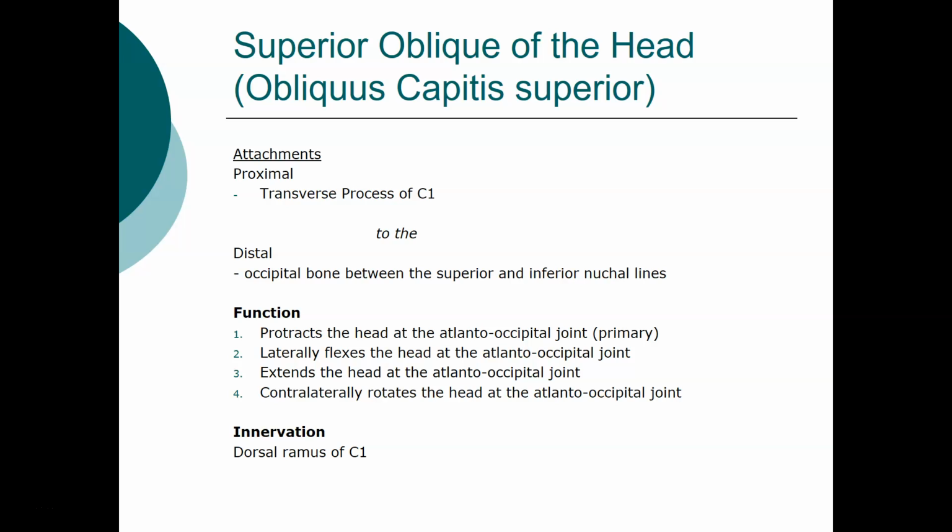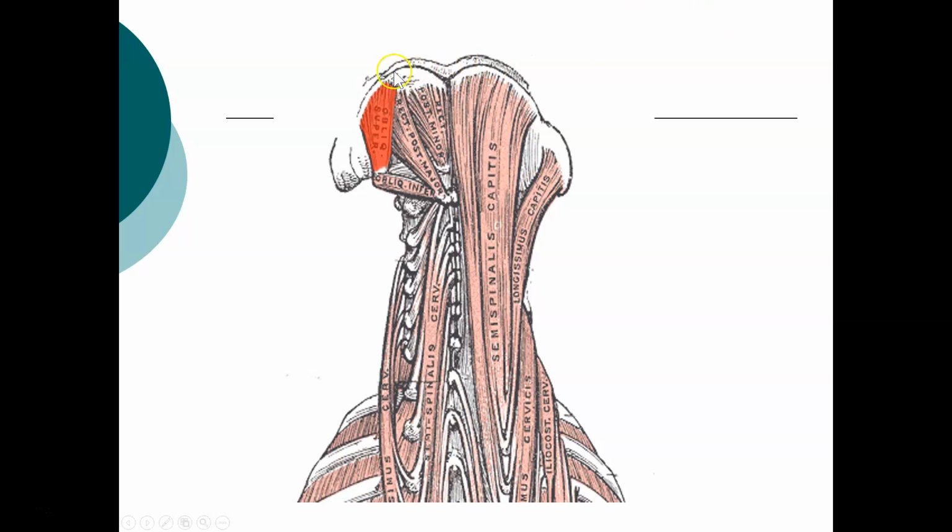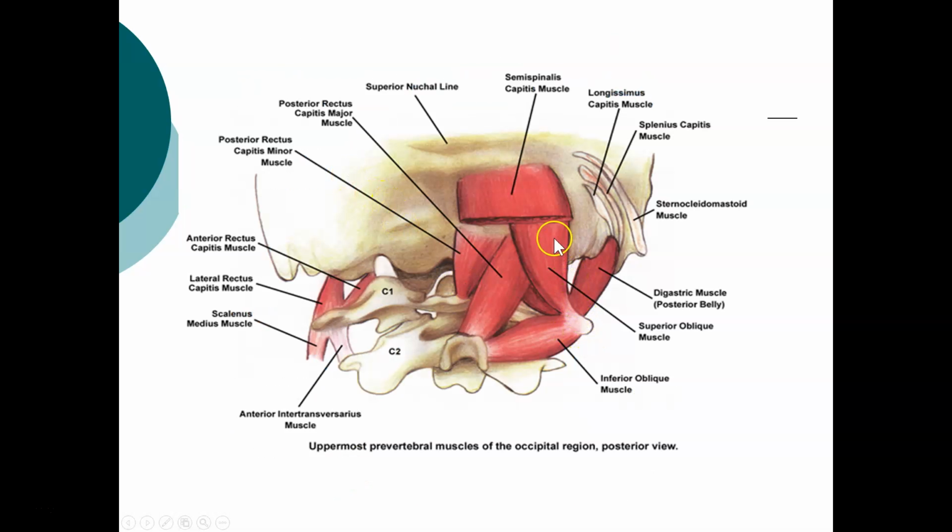Its function is to protract the head at the atlanto-occipital joint, which is its primary. Laterally flex the head at the atlanto-occipital joint unilaterally. Extends the head at the atlanto-occipital joint, working bilaterally. And does somewhat contralaterally rotate the head at the atlanto-occipital joint. Its innervation is the dorsal ramus of C1, as all the others. So we see here in the diagram, we said the transverse process of C1 up to the occiput. It's right here. If we go back to this, it's right here in this diagram as well. So the transverse process of C1 to the occiput here.